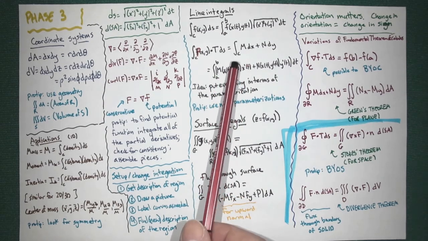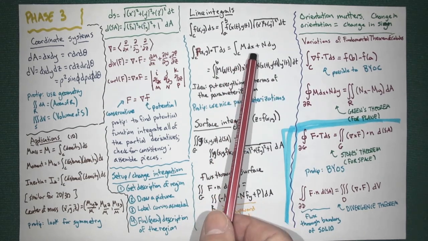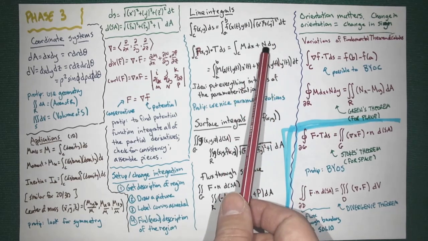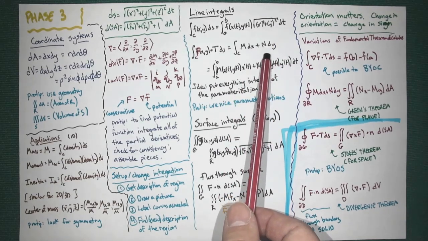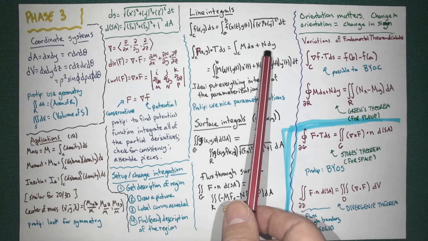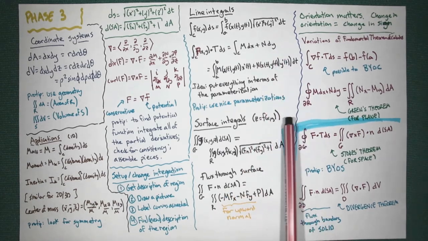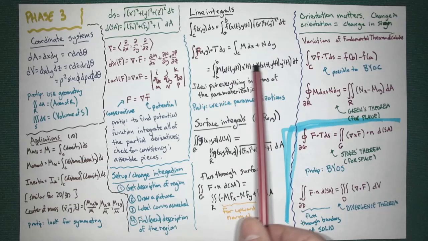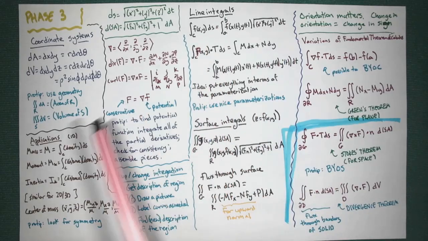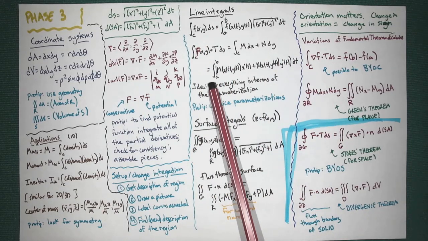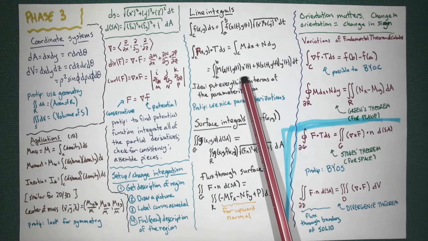Everywhere you see a y, you put what your y of t is. dx becomes x prime. Same thing happens with n. It's a function of x and y. Everywhere you see x, put your x of t. Everywhere you see y, put your y of t. dy becomes y prime. So if you're doing a line integral, the idea is use your parameterization and put everything in terms of t in both cases.